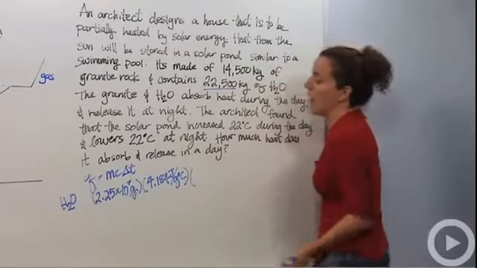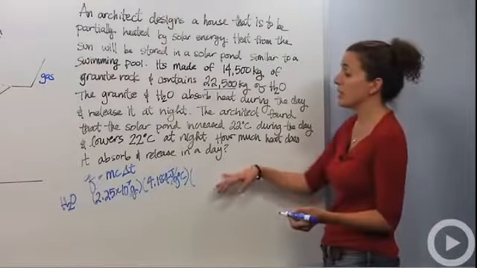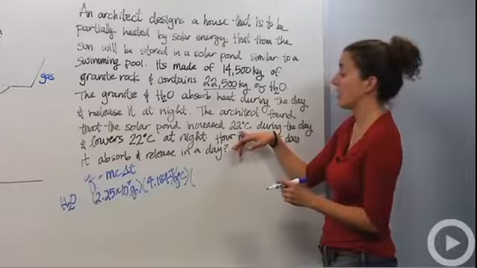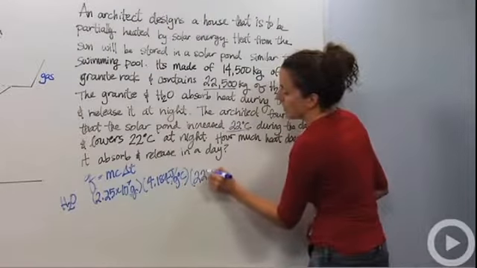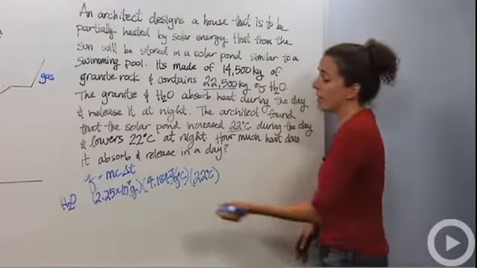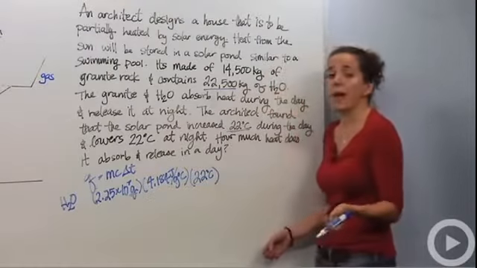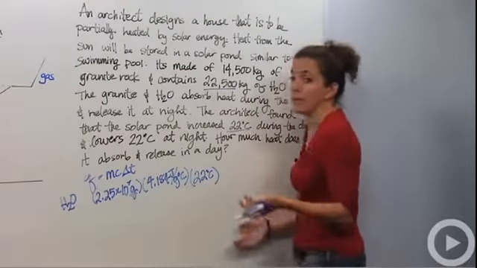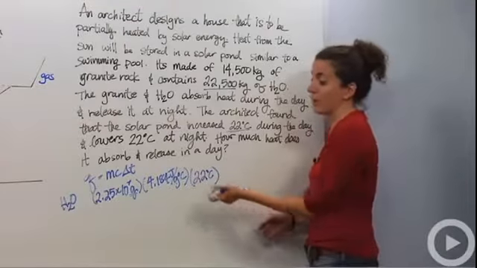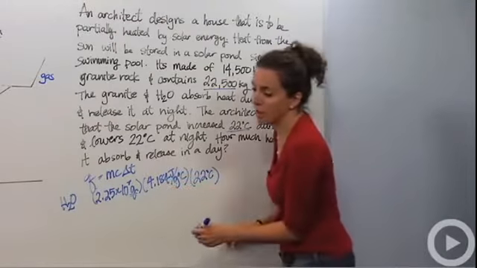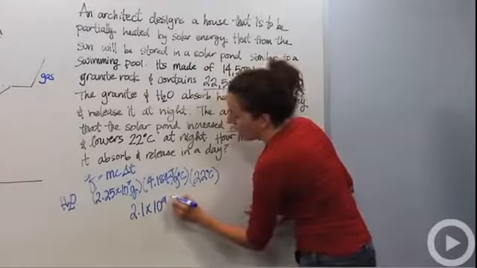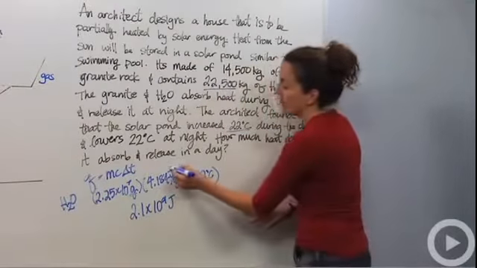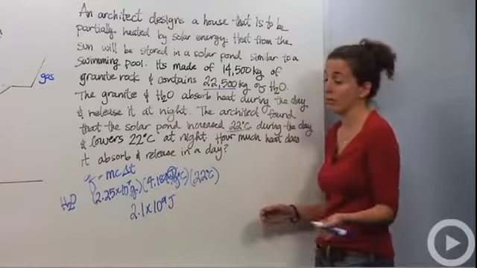Okay. So then we know that it changes the temperature. It increases and decreases in temperature 22 degrees Celsius. So our change in temperature is 22 degrees Celsius. Okay, so when I multiply these all together, I get the amount of energy that is absorbed by this solar pond, or at least the water within the solar pond. And so I multiply these together, and we get 2.1 times 10 to the ninth joules.